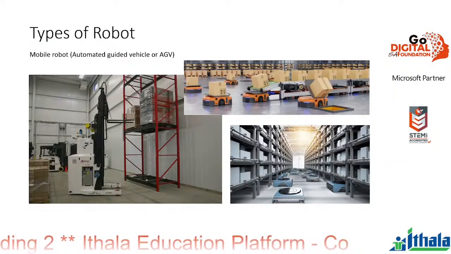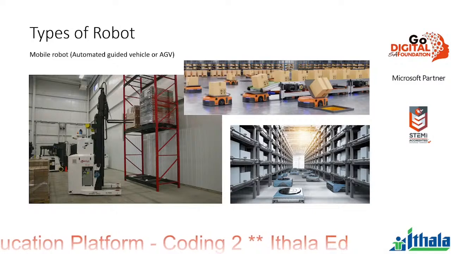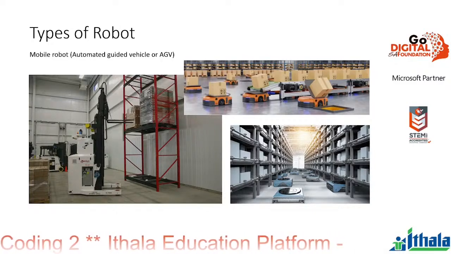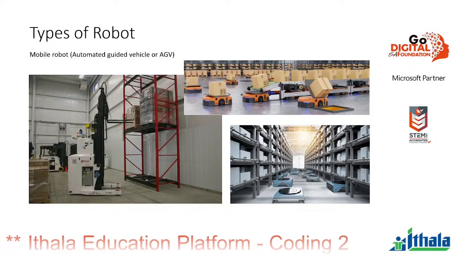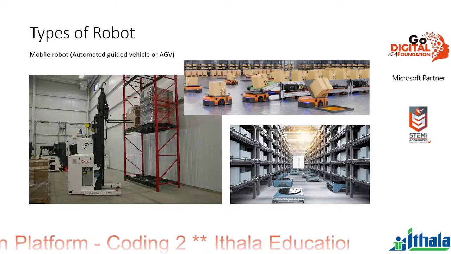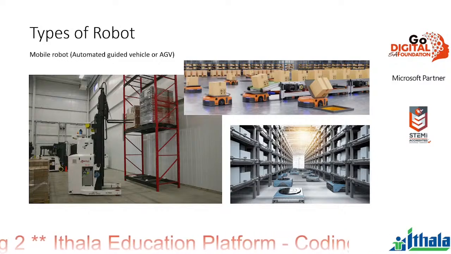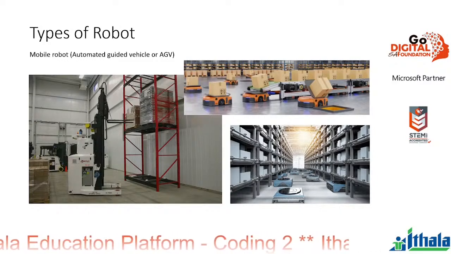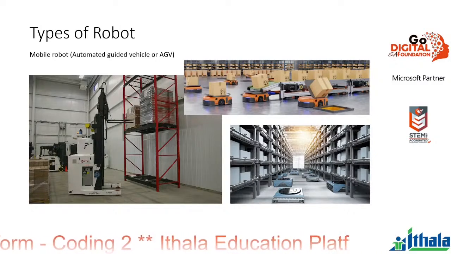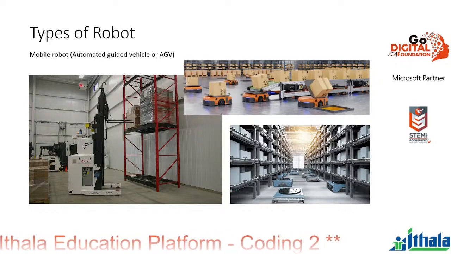So types of robot. Okay, there's all sorts of different robots. Mobile robots, or automated guided vehicles, AGVs, can move items from one place to another. For example, to move items in a warehouse between the shelves and the delivery trucks. They can lift large and heavy objects and move them without requiring rest or breaks. They can be much faster than humans, and they don't make mistakes.